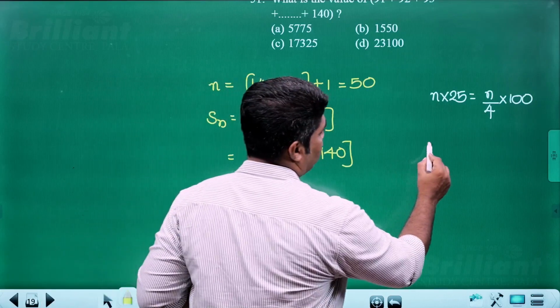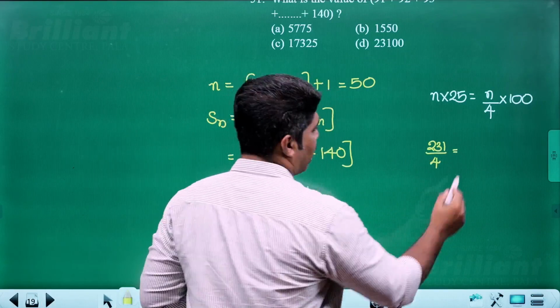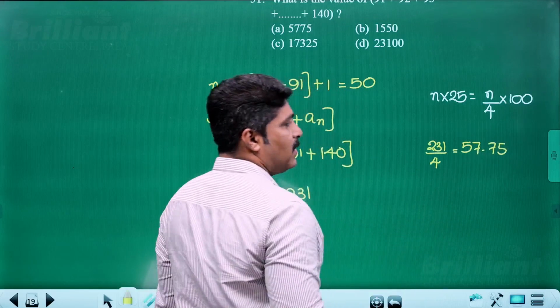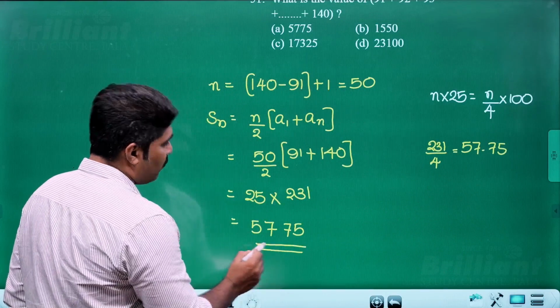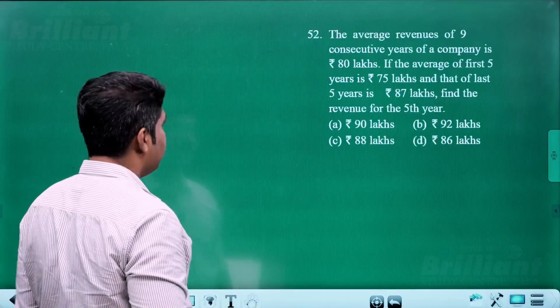Otherwise, we can explain it like this: 231 by 4 is equal to 57.75. Just multiply it by 100, that is equal to 5775. This way we can find the answer of this question. It's such an easy question.